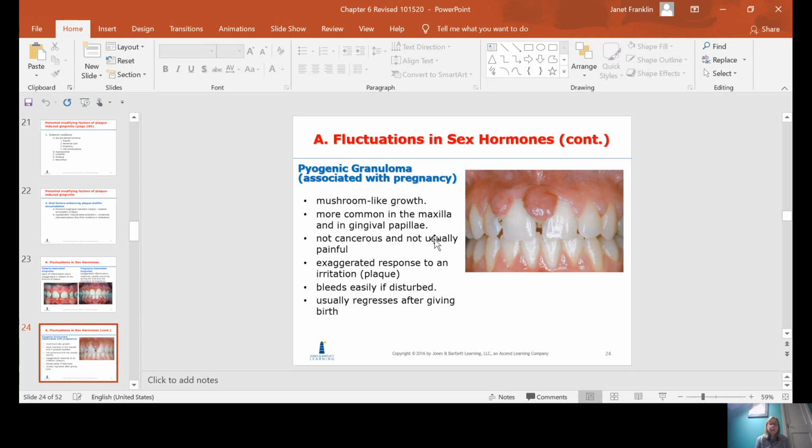There's something called a pyogenic granuloma, which is seen during pregnancy. It's like a mushroom-like growth that happens between the teeth on the interdental papilla. It's an exaggerated response to plaque irritation. It can grow pretty large. Not everybody gets them, of course, but you will see them in your pregnant patients occasionally. They do resolve after the pregnancy's over and the hormone levels go back down, but if they don't resolve, they can be easily removed.